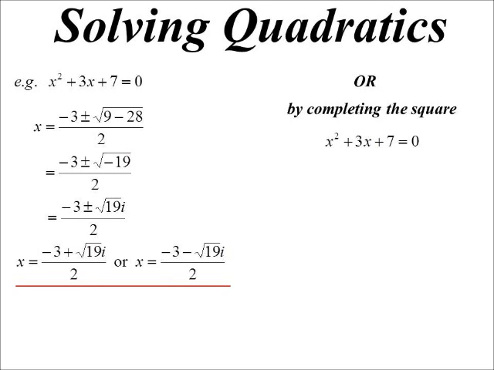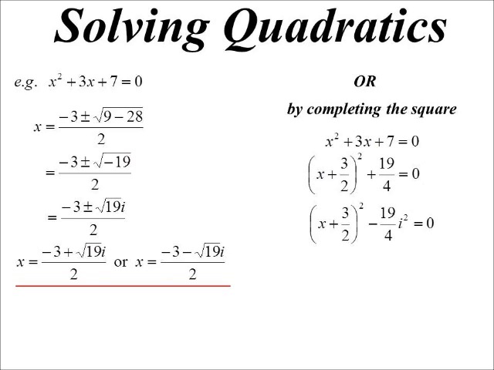So x squared plus 3x plus 7 equals 0. Half the coefficient of x is 3 on 2. Now when I square 3 on 2, I get 9 on 4. But I want 7, and 7 is 19 on 4 more. Now before this was a problem because I got plus 19 on 4.